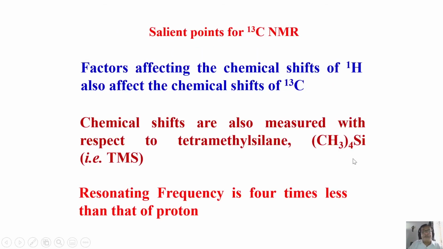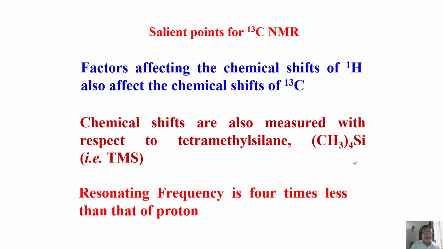Okay. And now some salient points you should remember when you are analyzing the carbon 13 spectrum. Remember, the factors which affect the chemical shift of protons also affect the chemical shift of carbon 13. Same. There is no difference. Similarly, if I say CH3 protons come at high field, CH3 carbon comes at high field. If I say next comes CH2 proton, CH2 carbon also comes there. By and large, it follows the trend. So the factors that affect the chemical shift of protons also affect the chemical shifts of carbon 13.